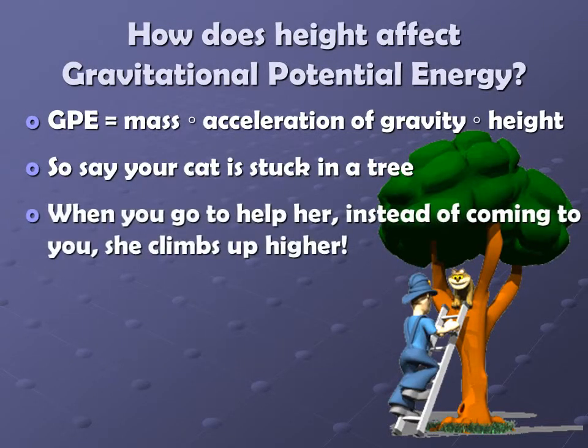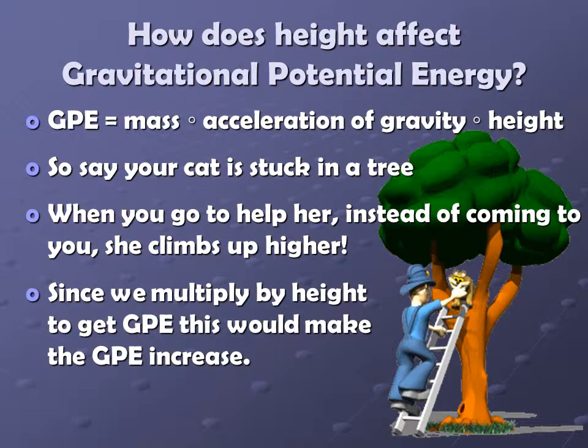So, how does height affect gravitational potential energy? We have our equation there again. GPE is mass times acceleration of gravity times height. Say we have a cat stuck in a tree. And when you go to help her out, instead of coming to you, she climbs up higher. Well, the same thing applies. You're going to be multiplying by a bigger number, so that's also going to increase the GPE.